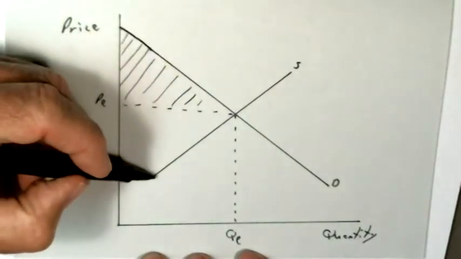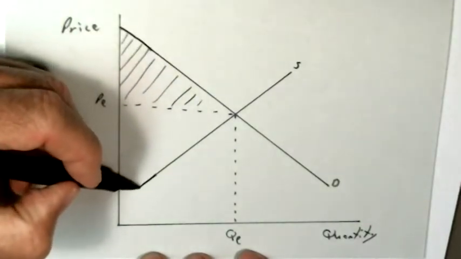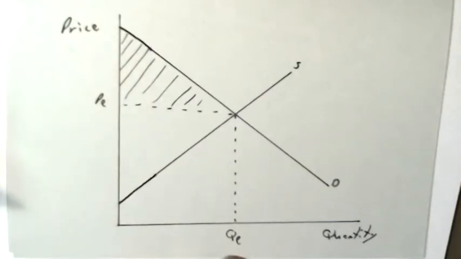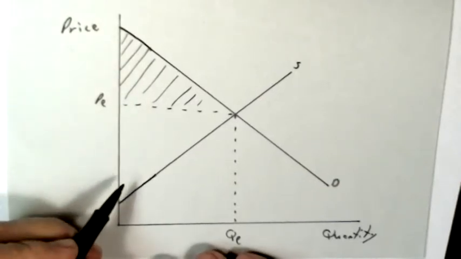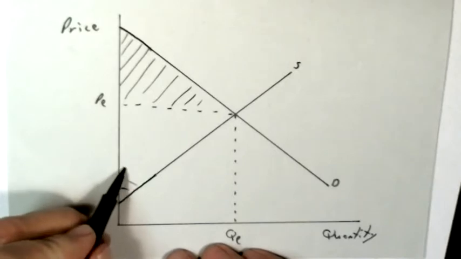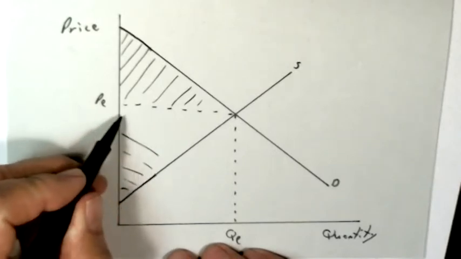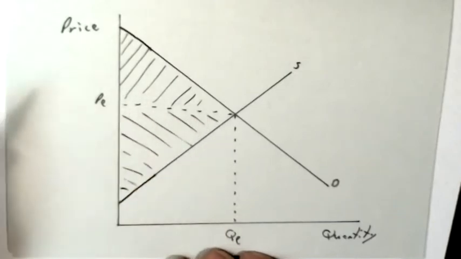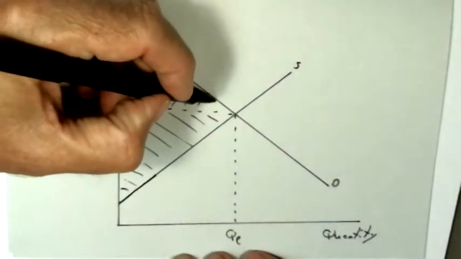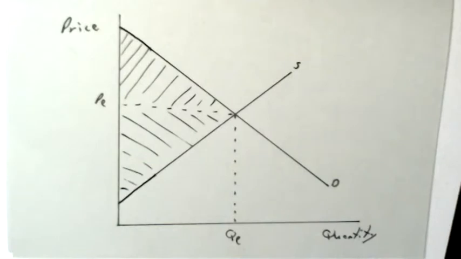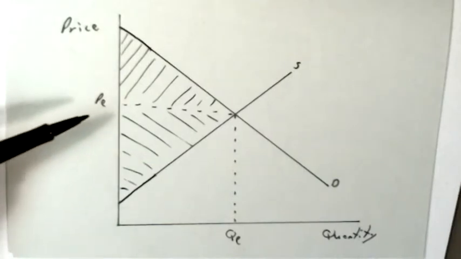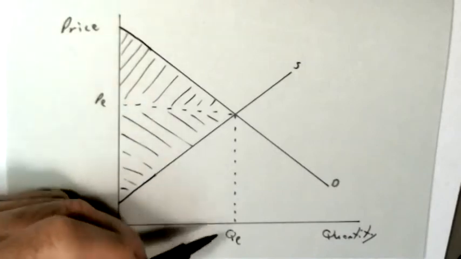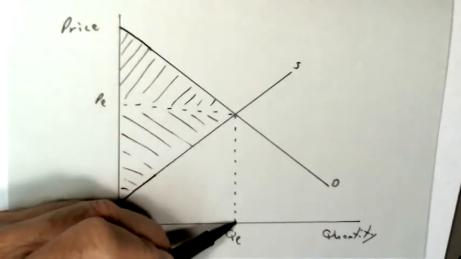And then there's a similar concept called producer surplus, which is the area above the supply curve but below the selling price, and so it would look like this triangle over here. And while I don't really want to get into the proof of it too much, it should be kind of obvious that consumer surplus and producer surplus is maximized when the economy produces at PE and QE.